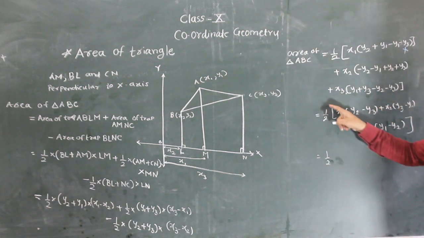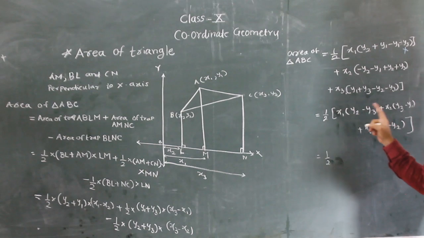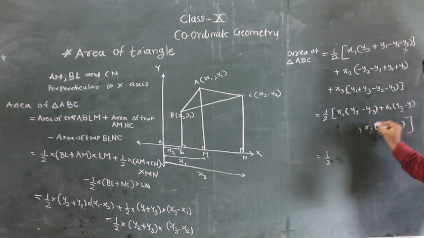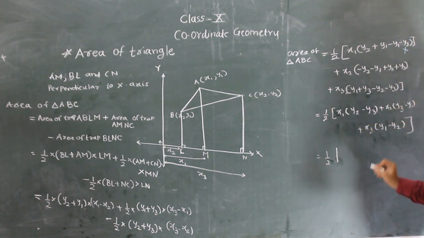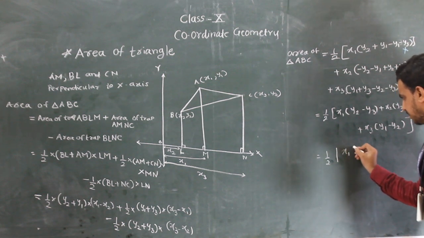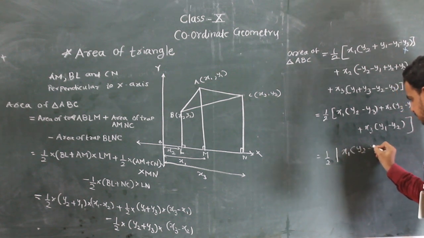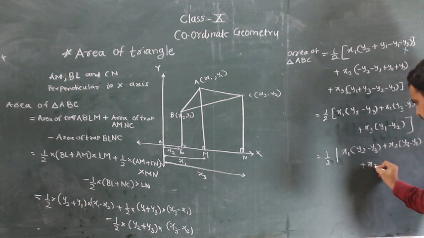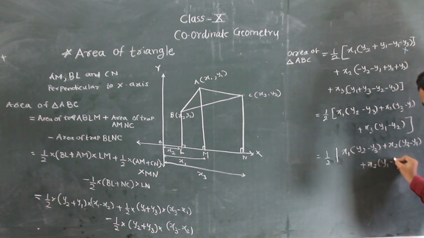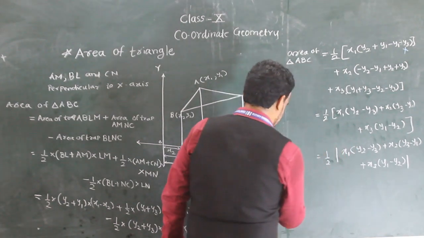Now we have to give here the mod sign or modulus sign, because area is always positive. If you get a negative answer, because of the modulus sign it becomes positive. So we write this in modulus sign. Mod of x1 into y2 minus y3 plus x2 into y3 minus y1 plus x3 into y1 minus y2. So this is the area of triangle ABC.